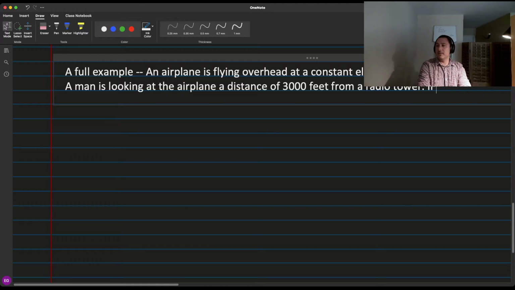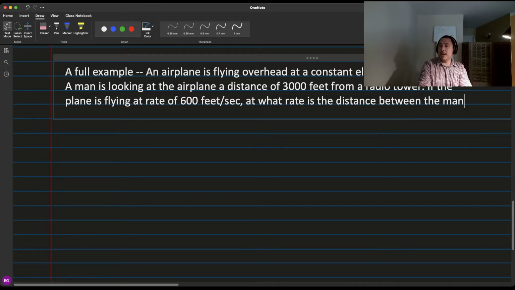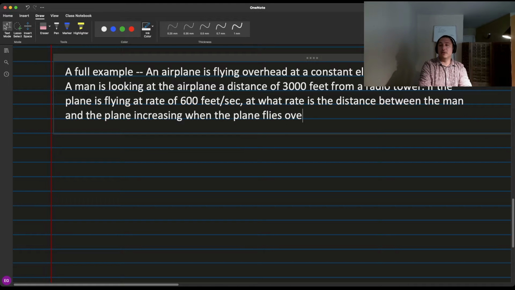If the plane is flying at a rate of 600 feet per second, at what rate is the distance between the man and the plane increasing when the plane flies over the tower?